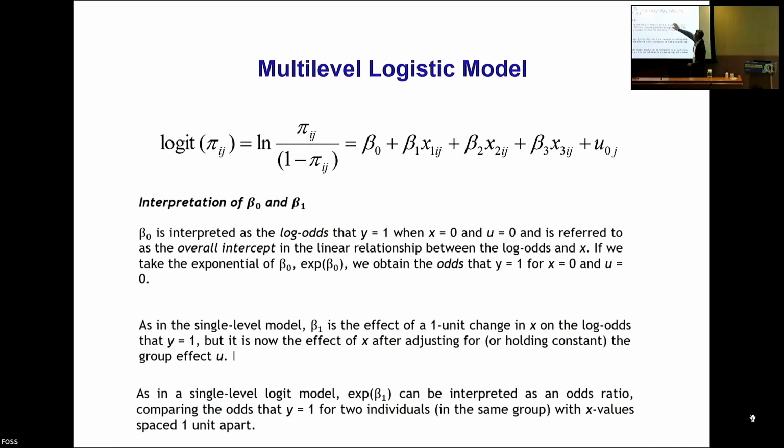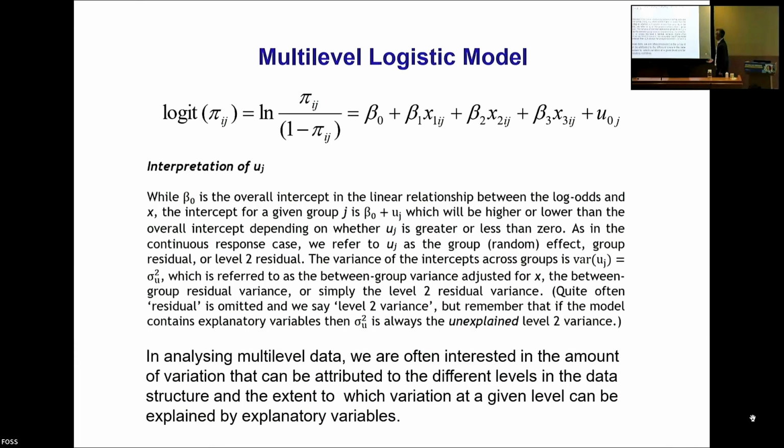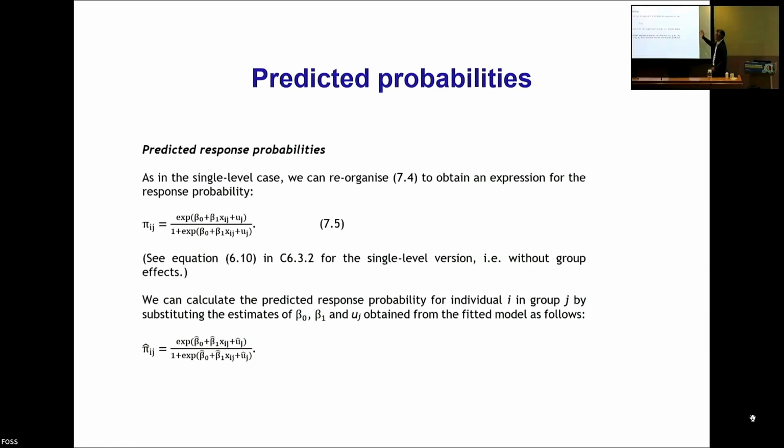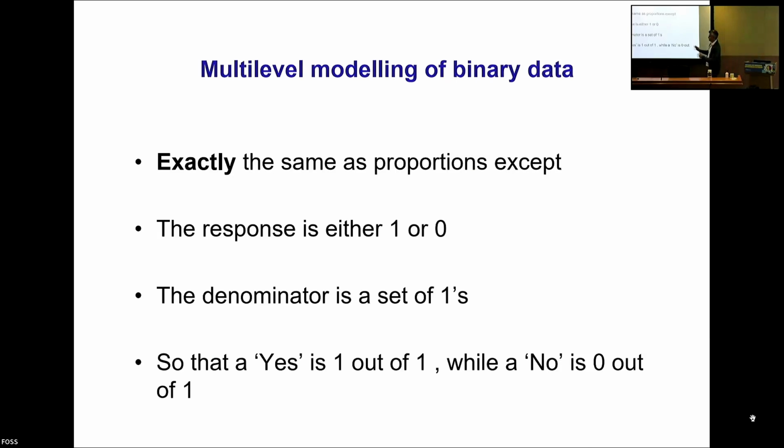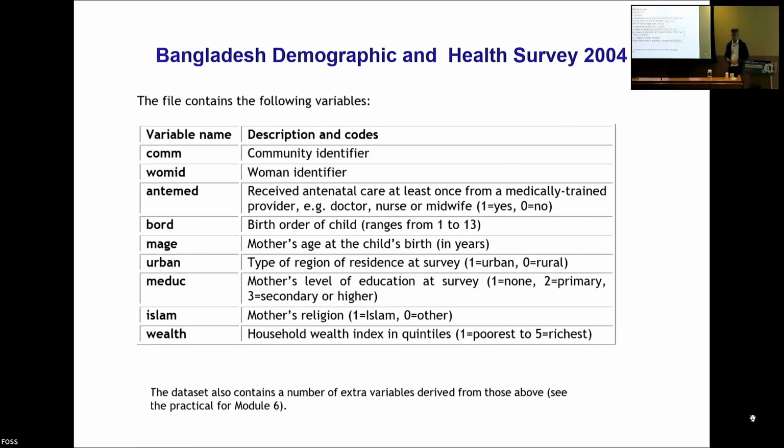But the interpretation of the slopes and the coefficients is exactly the same as in a logistic regression model, and the interpretation of the U0Js, the random part of the model, is exactly the same as in a linear regression model. So, okay, we don't need to go read that text. And just like we got the predicted probabilities from a single level logistic regression model, we can get the predicted probabilities from a multi-level logistic regression model. It's a little bit more complicated, but we go through the exercise in R that tells you how to do that. So the response variable is exactly like in a linear regression model.